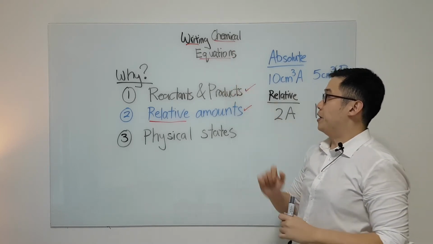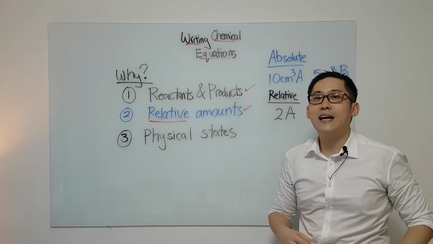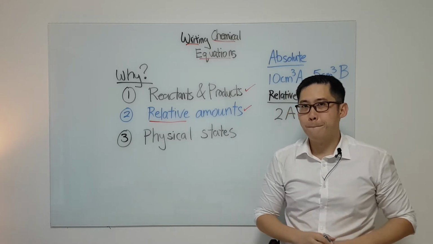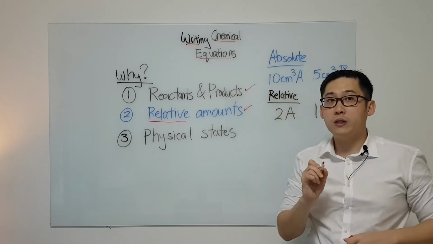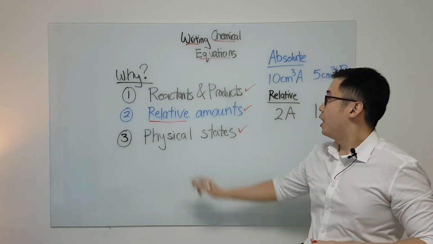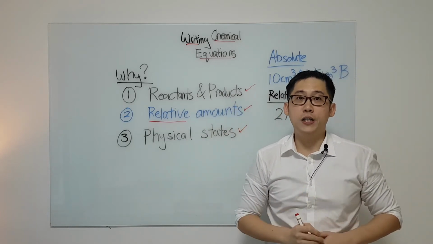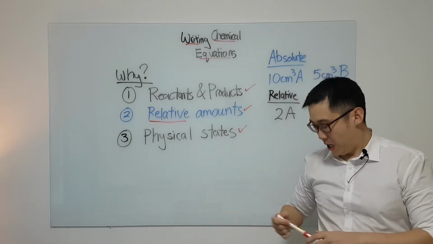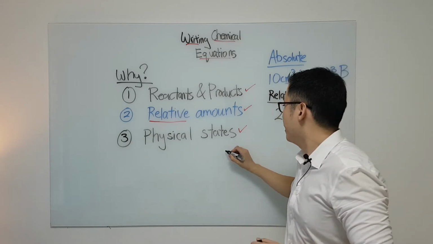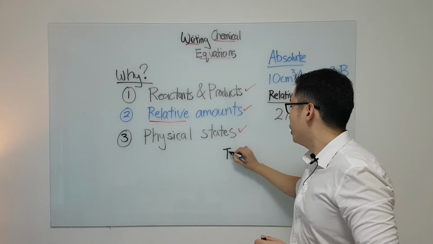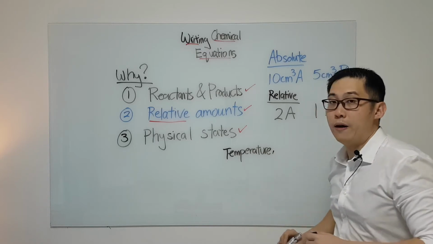So a chemical equation would tell you the relative amount of the reactants to be used as well as the products that are formed. Next, a chemical equation also tells us the physical states of the reactants and the products when they are formed, and the conditions under which they are formed. When I am talking about conditions, I'm looking at these two things. The conditions I'm talking about are temperature, as well as pressure.